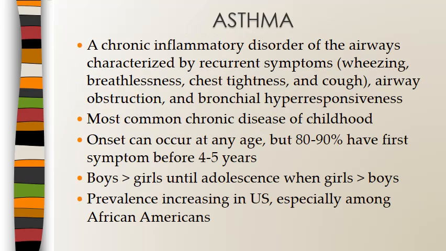So next we're going to talk about asthma, and asthma is a chronic inflammatory disorder of the airways characterized by recurrent symptoms such as wheezing, breathlessness, chest tightness, and coughing, airway obstruction, and bronchial hyperresponsiveness. It is the most common chronic disease of childhood. The onset can happen at any age, but 80 to 90% of children who have asthma have their first symptom before they are 4 to 5 years of life.